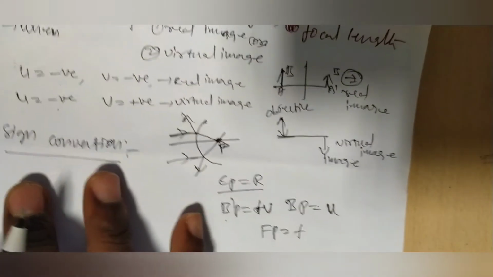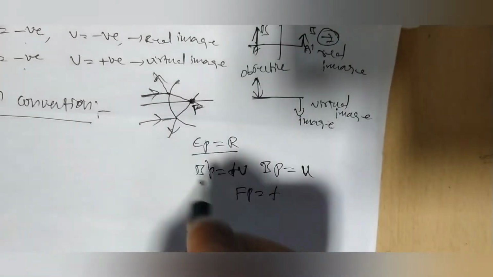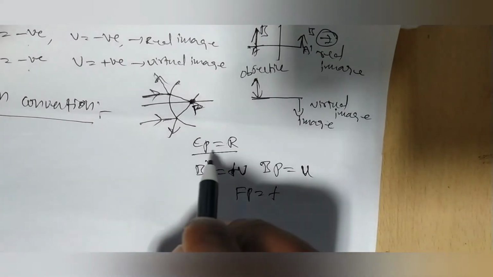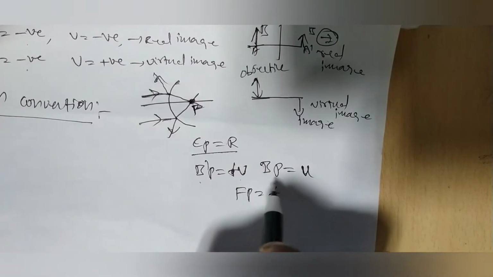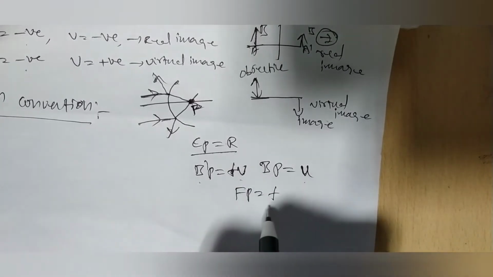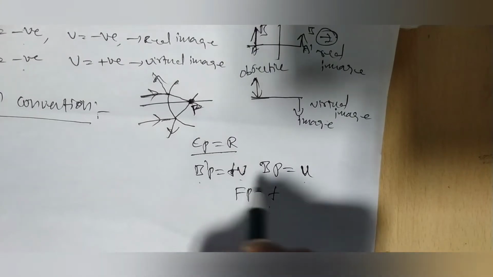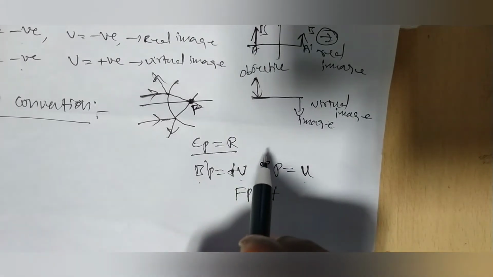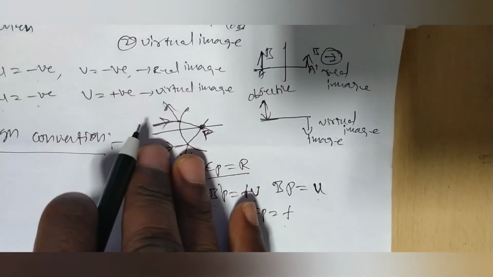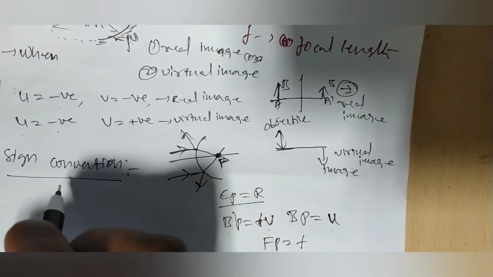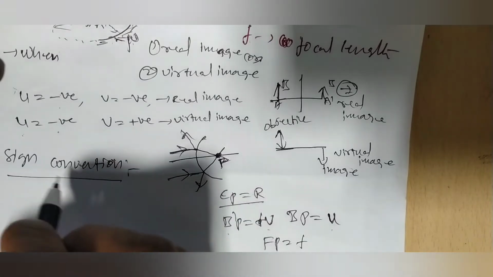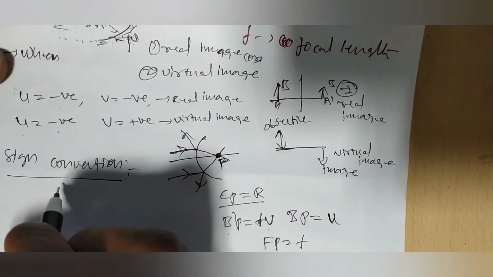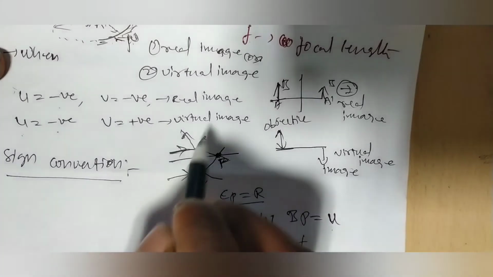Okay, here with the sign convention we can measure all the distances: the radius of curvature, image distance, object distance, and focal length. From this we can derive the mirror equation. Distances are measured in all directions from the pole P.